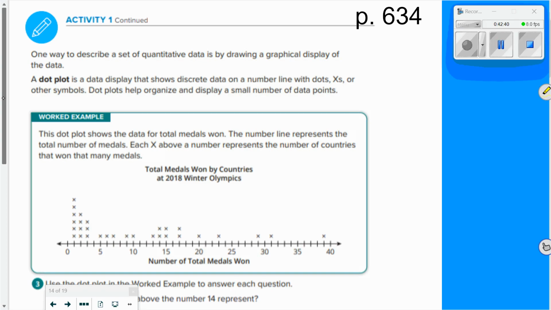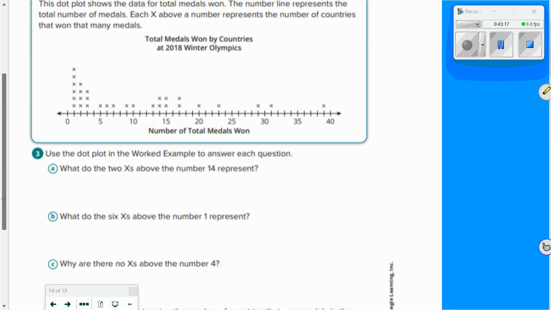Guys, page 634. The dot plot is a data display that shows discrete data on a number line with dots, X's, or other symbols. Dot plots help organize and display a small number of data points. Guys, dot plots are only going to work if you have a small set of data. If I'm looking at hundreds or thousands of pieces of data, I'm not using a dot plot. In those cases, a bar graph is going to be a far better way to do it. The dot plots work really well for small pieces of data because it helps you to really visualize how the data is laid out.